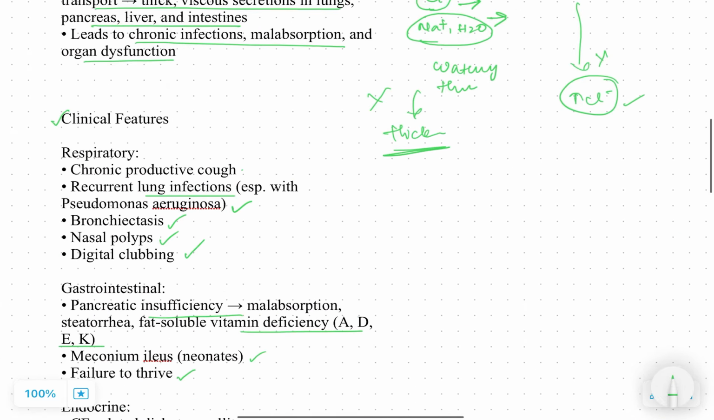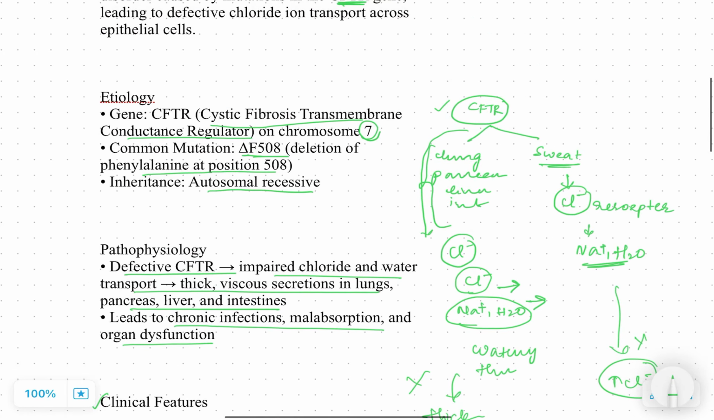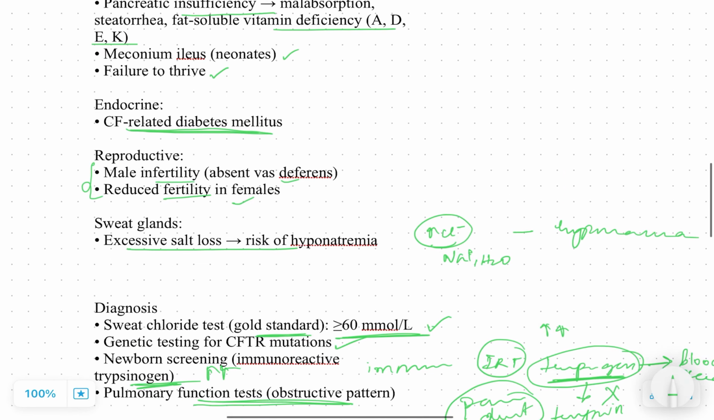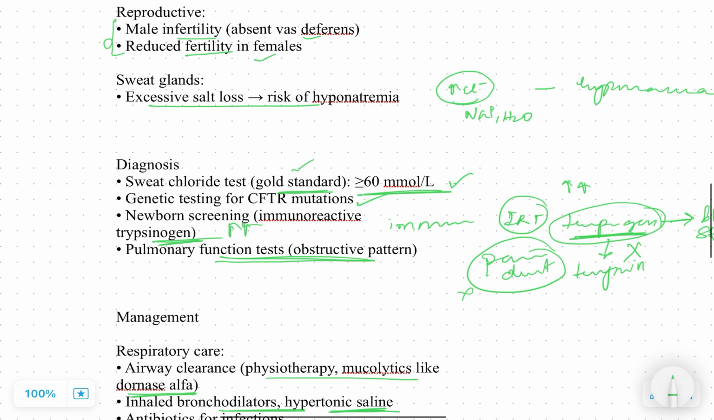So the takeaway points from this class are: there is a CFTR gene mutation on chromosome 7, a phenylalanine deletion at position 508, and it is an autosomal recessive condition. CFTR defects cause thick secretions because of impaired chloride transport, and there is increased chloride secretion in the sweat glands. A sweat chloride of 60 millimoles per liter is diagnostic and the gold standard. And increased immunoreactive trypsinogen is found in newborn screening, which we do with a heel prick test.